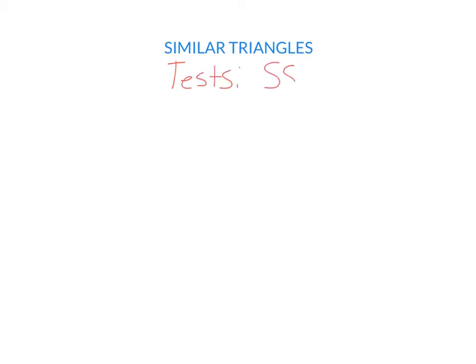So SSS means that all 3 sides are in the same proportion. AAA means that all pairs of corresponding angles are equal, and then we have SAS, remember it must be 2 sides and the angle between them, and RHS. So they're very similar tests to the ones you used for congruence.